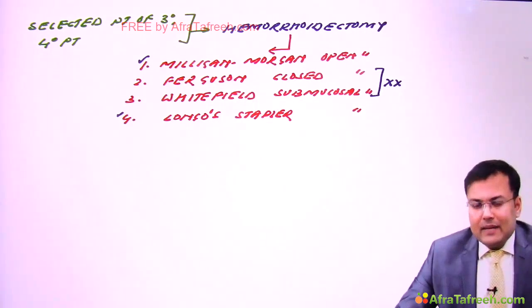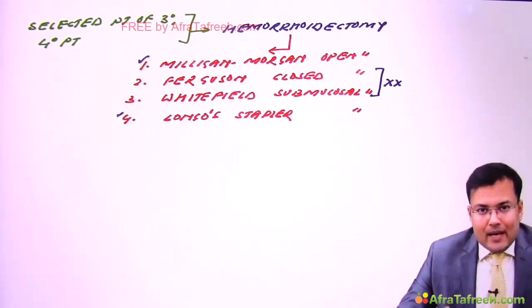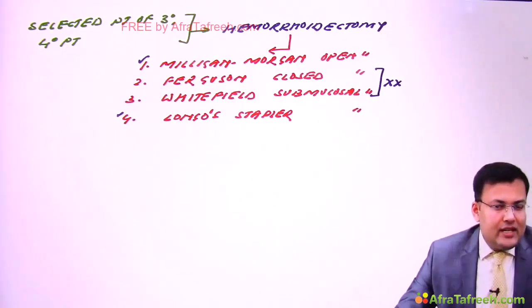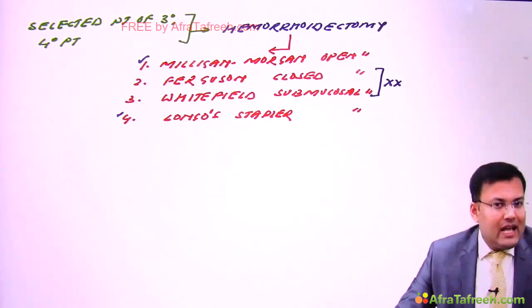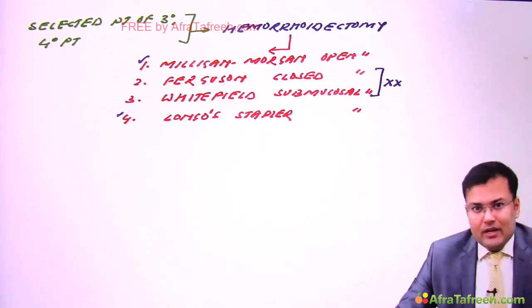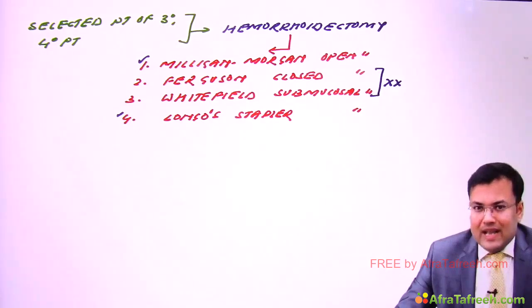Now see, after hemorrhoidectomy, what's the most common complication? It's the pain. And because of this pain, there is urinary retention. So out of Milligan-Morgan open hemorrhoidectomy and Longo's stapler hemorrhoidectomy, which one is having lesser pain? Obviously, Longo's stapler hemorrhoidectomy. So which one is preferred? It's the Longo's stapler hemorrhoidectomy.